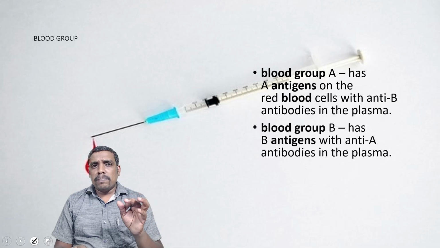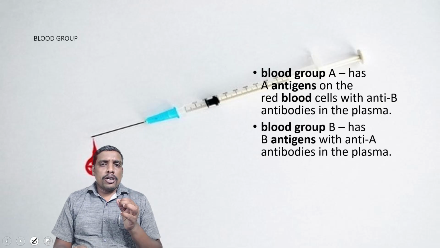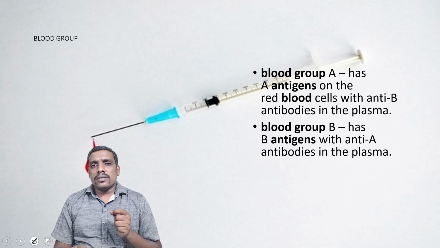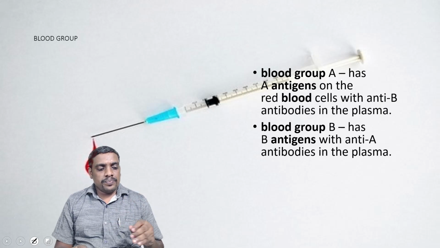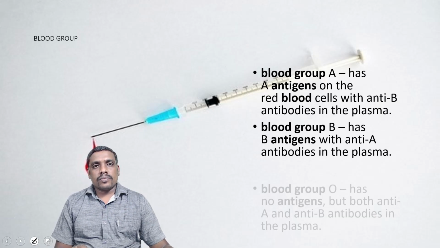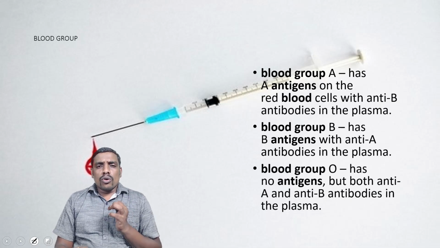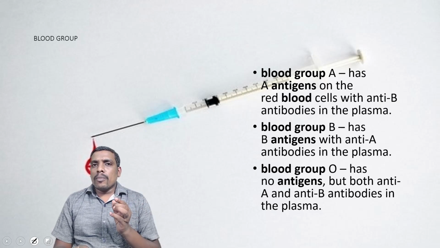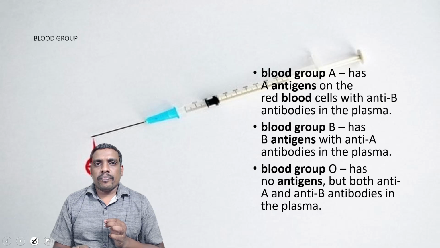If you see the B group, blood persons have B antigens on their RBC and A antibodies in their plasma. Now, O group blood persons have no antigens, but antibodies A and B are present in their plasma.